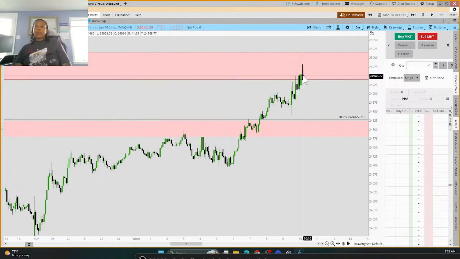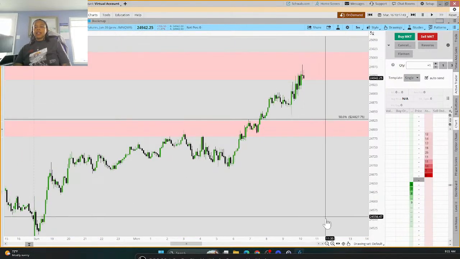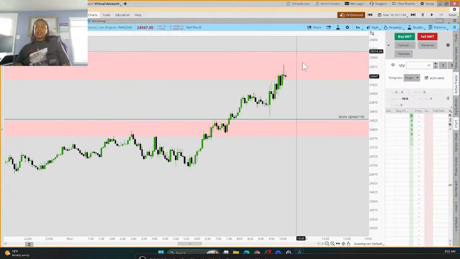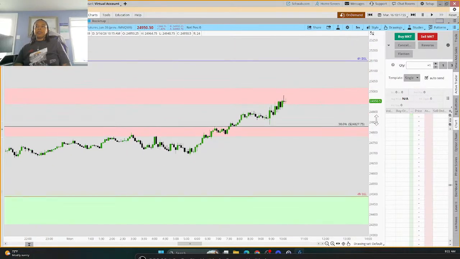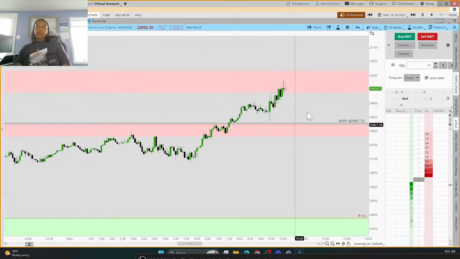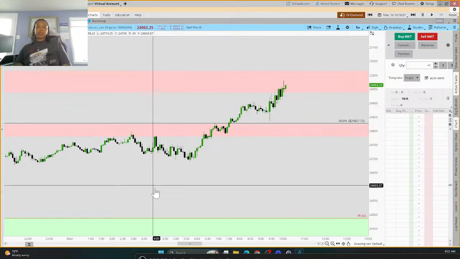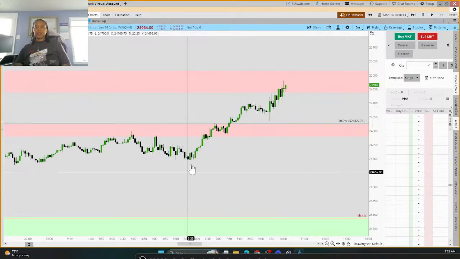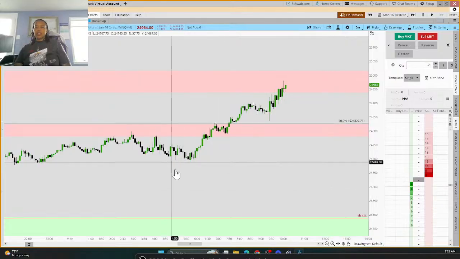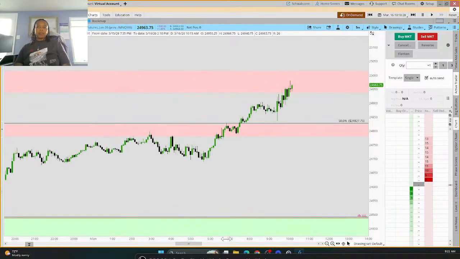So that's why I like the short idea. We're in a big range. We've just entered the premium section of the range. So if I was going to go long within the range, I would have tried to do it down here in the discount section of the range.